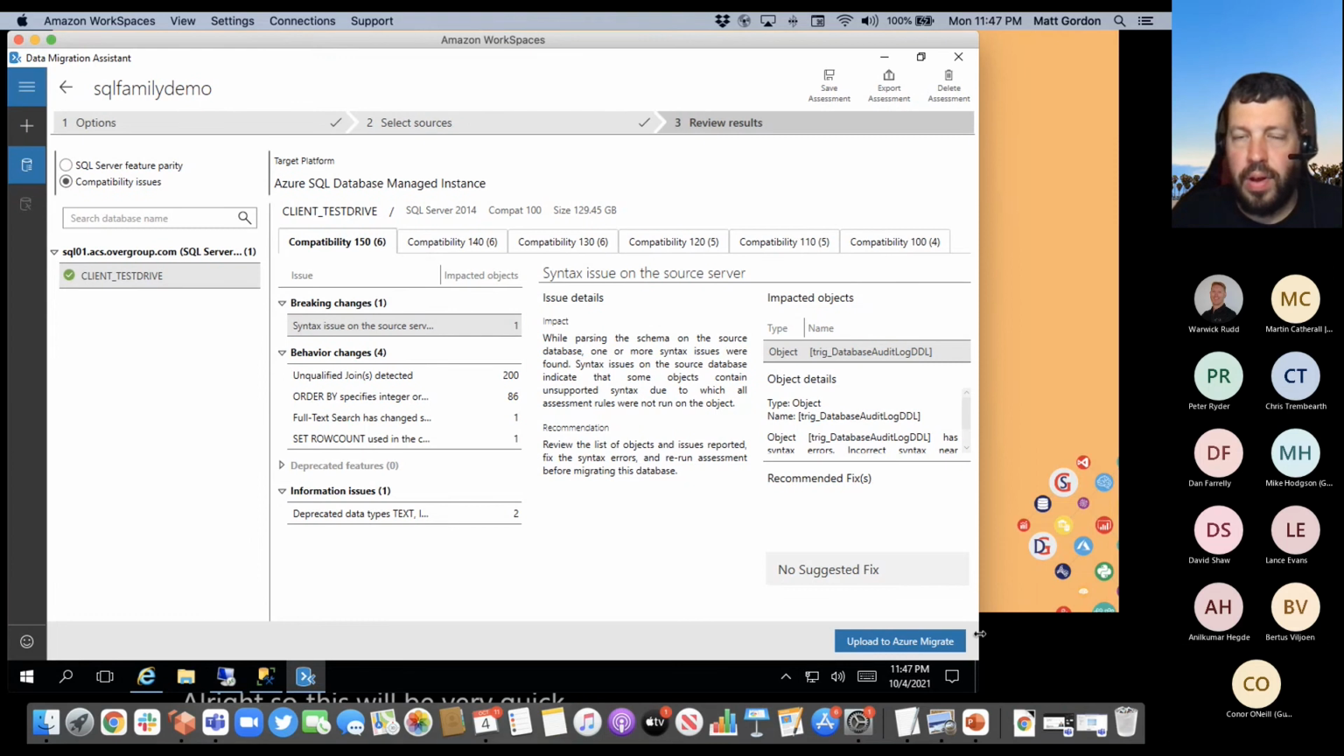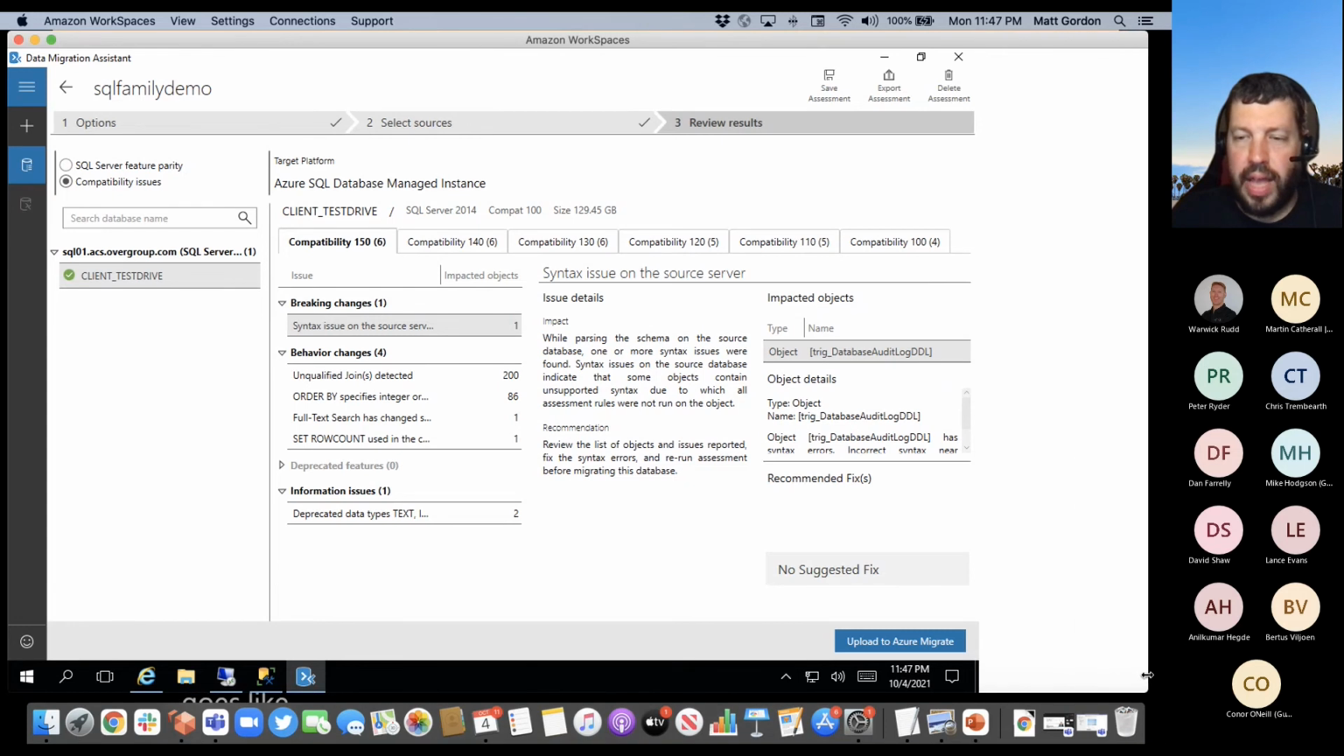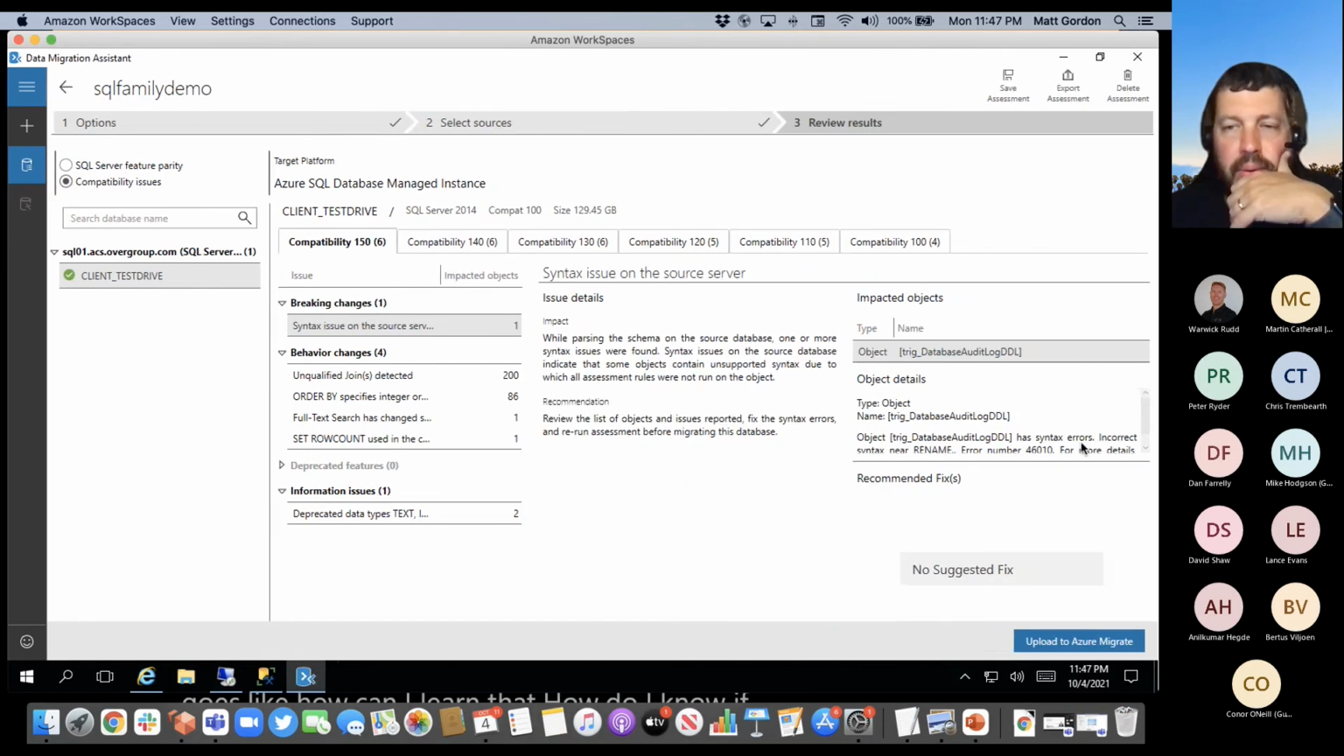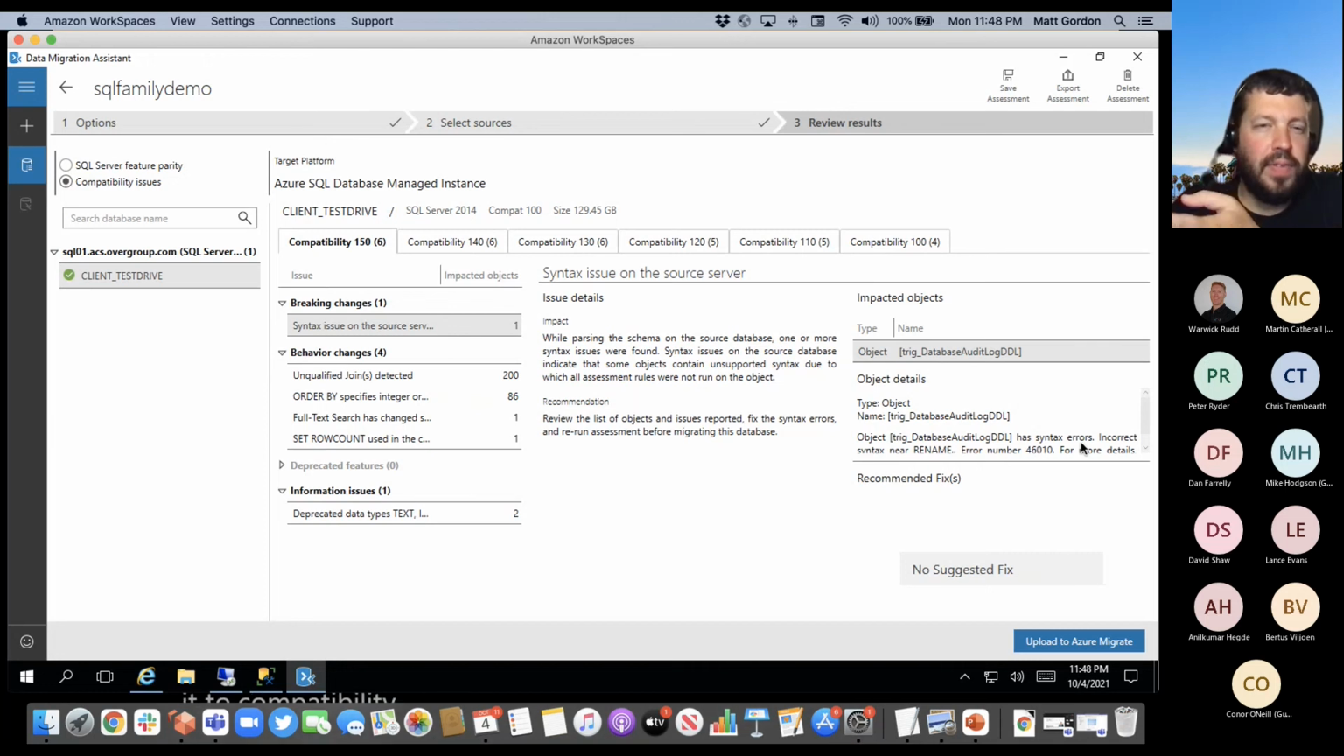So you may say, well, we haven't really talked about how I know what's going to break if the database goes. How can I learn that? How do I know if I can go to something running SQL Server 2019? Or if I go to Azure, can I move it to compatibility level? It's going to default to 150, which is the most recent one. Can I actually use that? So Data Migration Assistant is how you find that out.